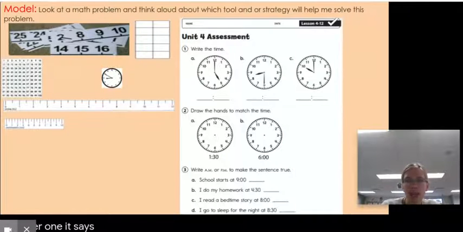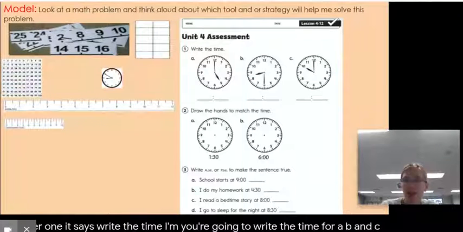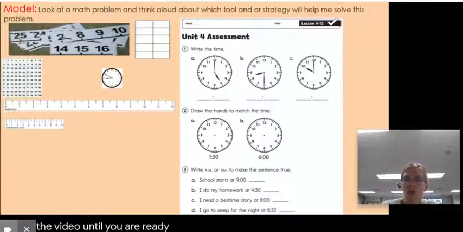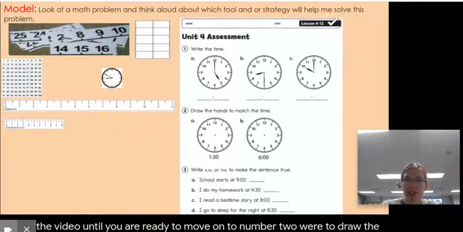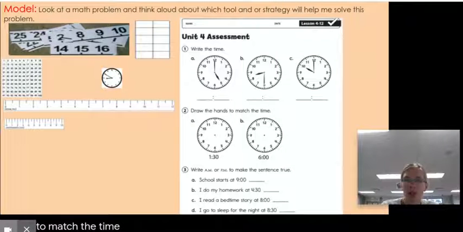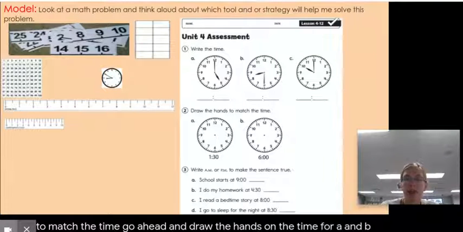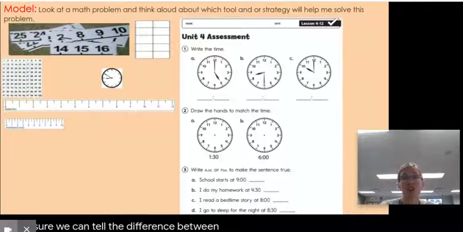It says write the time. You're going to write the time for A, B, and C. Pause the video until you are ready to move on to number 2. Number 2, draw the hands to match the time. Go ahead and draw the hands on the time for A and B. Make sure we can tell the difference between your shorthand and your longhand.